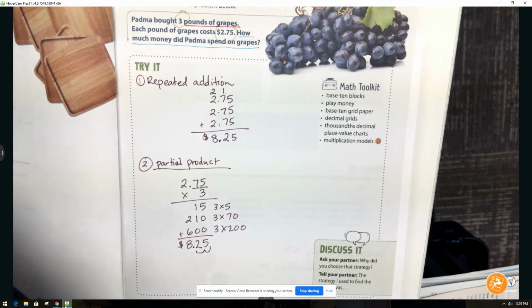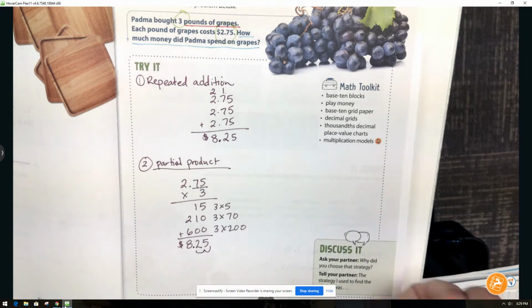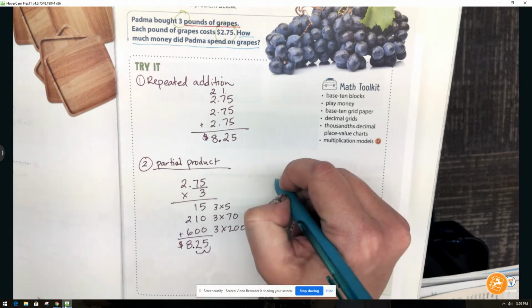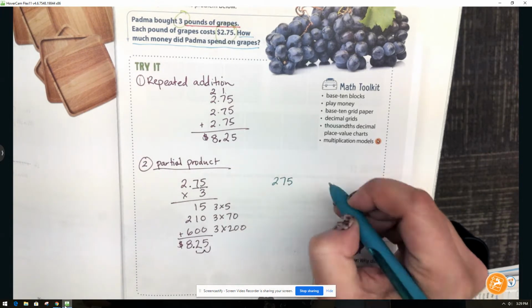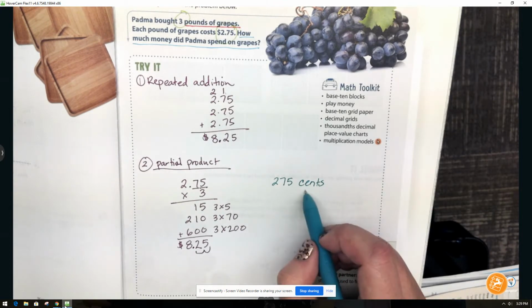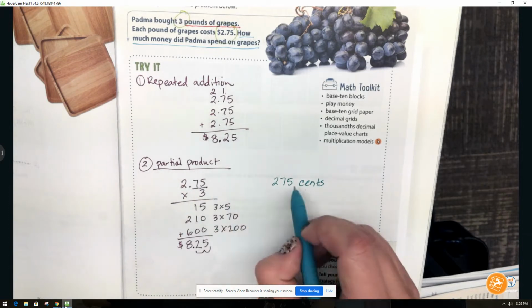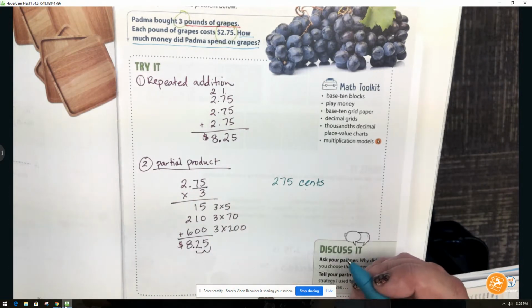One other thing that we could do if we wanted to think of this is, $2.75 is the same as 275 cents. Because if we think of this all as a whole, it is the same as 275 cents.